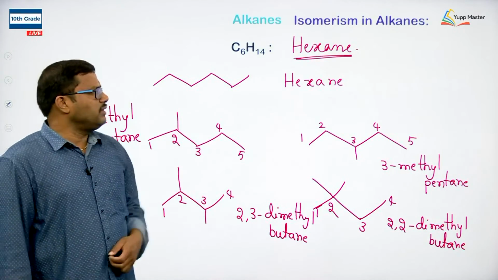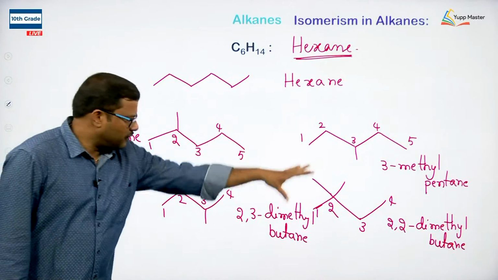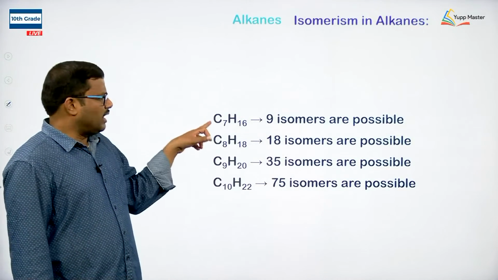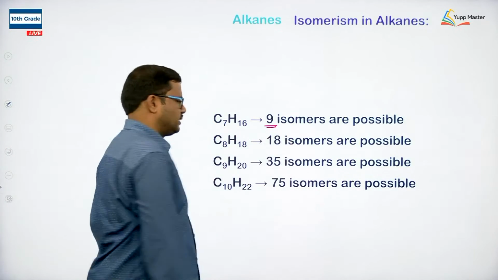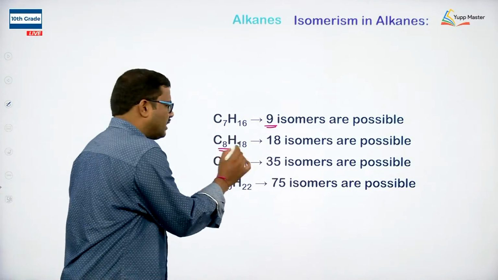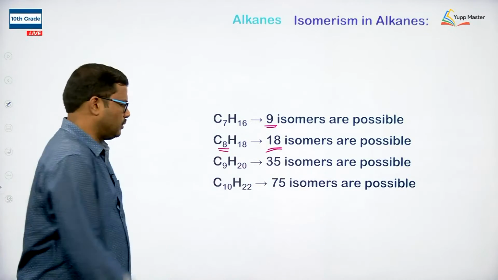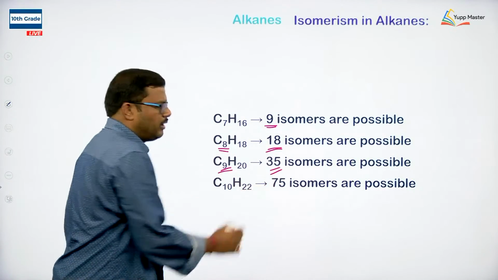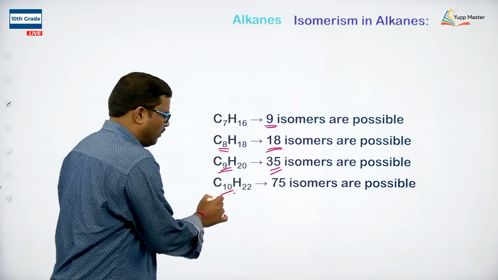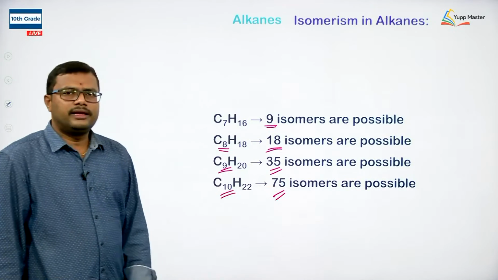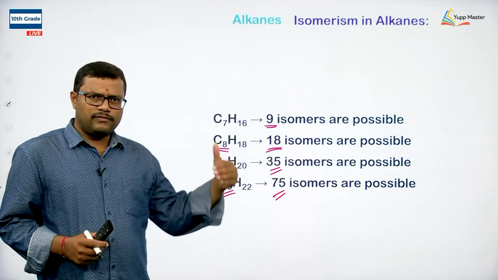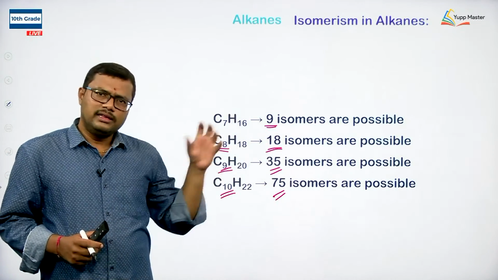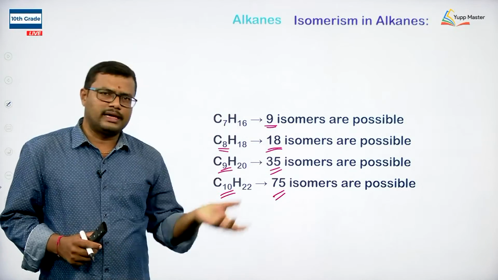So here, if you observe, hexane exhibits 5 isomers. Similarly, for an alkane having 7 carbon atoms, we can expect 9 isomers. An alkane having 8 carbons has 18 chain isomers. 9 carbons, we are going to get 35 isomers. If we have a 10-carbon chain, that is decane, it is going to have 75 chain isomers. So as the number of carbon atoms increases in alkanes, the number of chain isomers also increases.